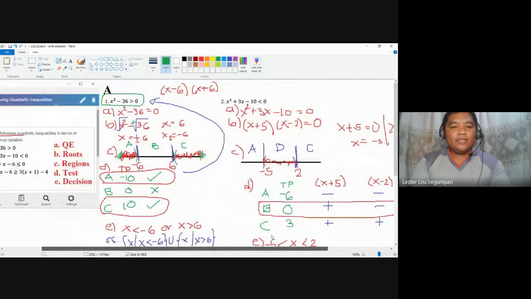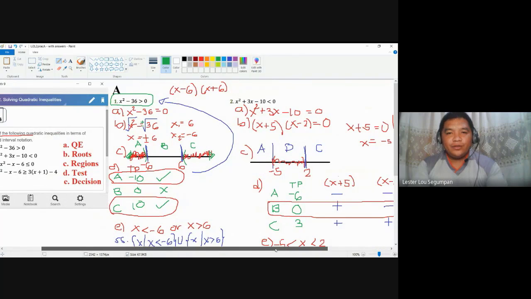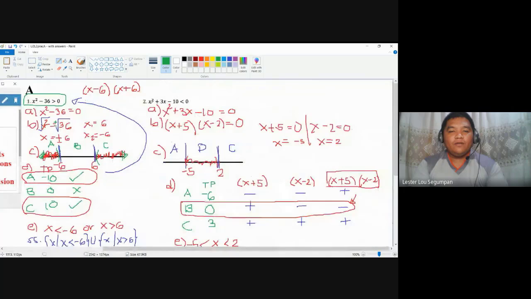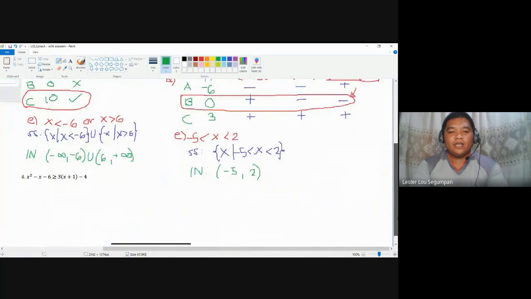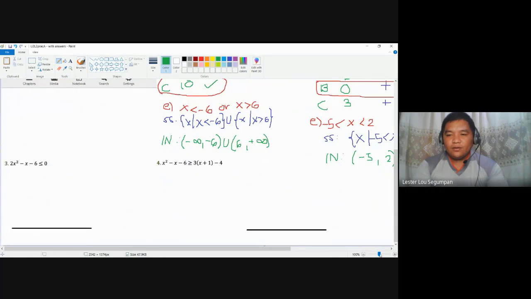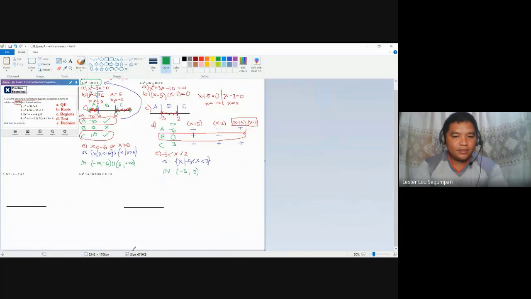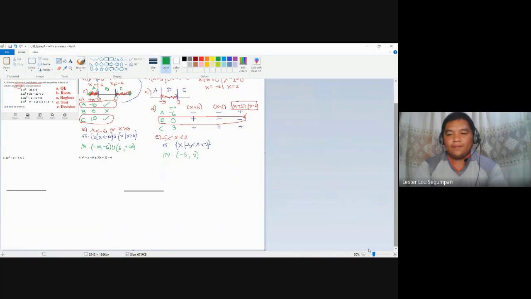Again, we are using the same processes, but different tables for letter D. I'm going to use the same table as number 2 for the rest of the items here. So let's try to answer them now. For number 3, by the way, I have less space, so let me extend it further.